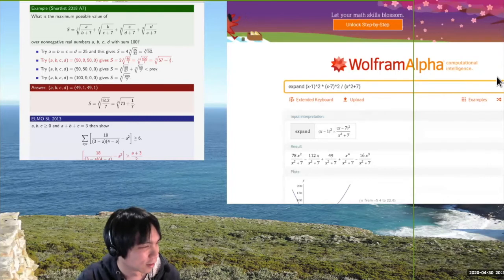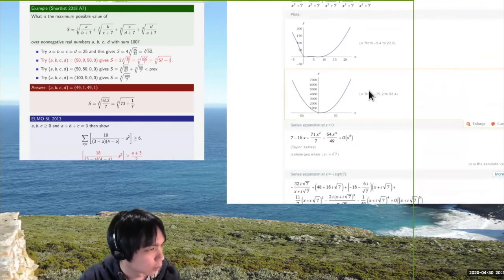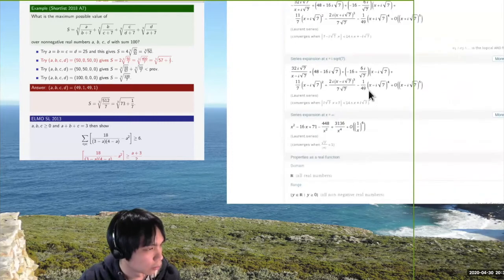Wait, that's not supposed to happen. Oh, what does it look like? Something's wrong. Why is there a set? Oh, I see. No. Wait, what?